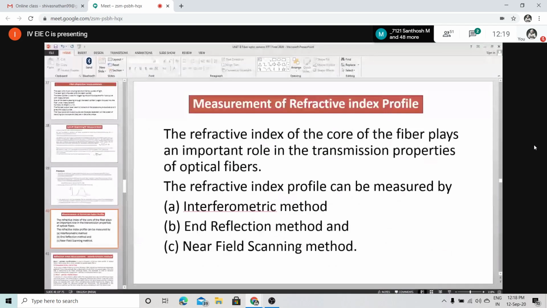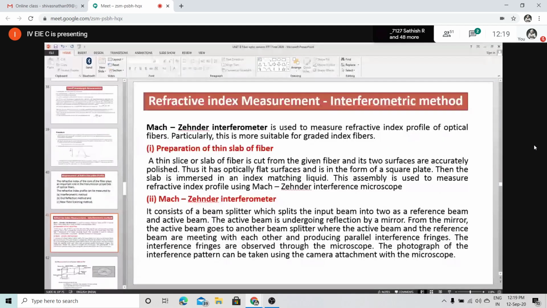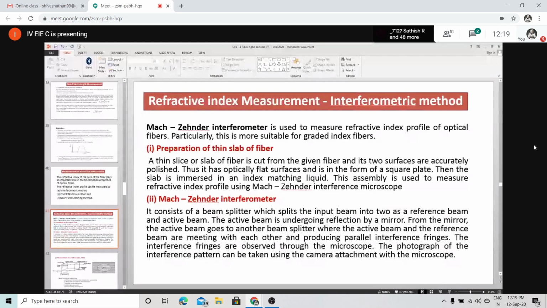So then, after discussing these dispersion measurements, we went for measuring the refractive index profile. In that, the first type is the interferometric method. And in your syllabus, when we speak about the things that are going to be asked, the interferometric method alone is going to be important. I might have given you the complete working setup and how it works for measuring a refractive index in the last class. I will repeat it again in a short manner.